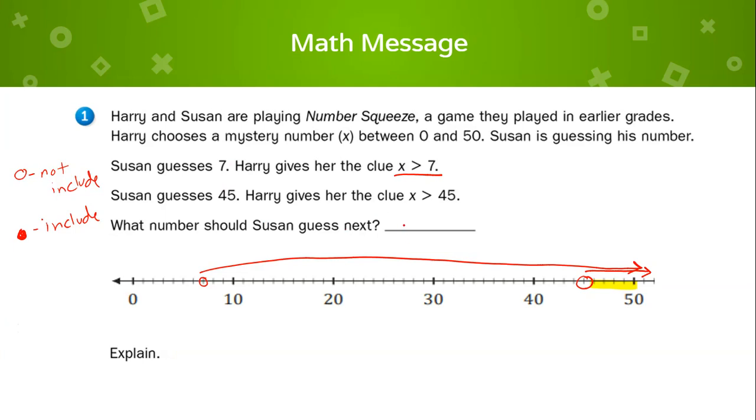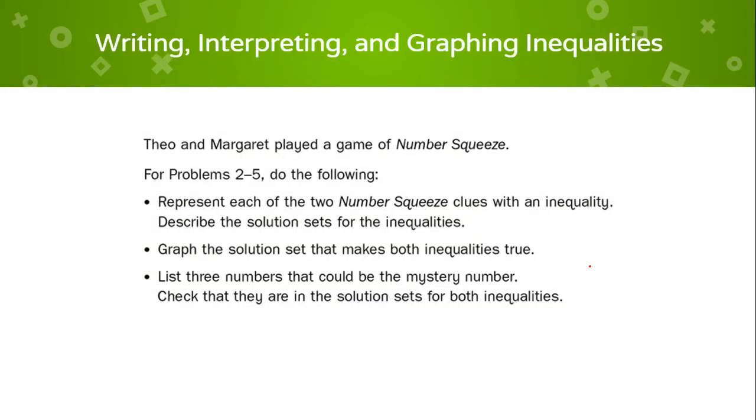Well, there are a lot of strategies here. My strategy is always to pick a number in the middle. So between 45 and 50, 48's in the middle. You could pick any number between 45 and 50, though. You could pick 50. You could pick 44. No, you can't pick 44. That's less. But you could pick 46, and that would also work. All right. So now that you see what we're doing, we're going to be graphing our inequalities. Let's move on to our next problem.